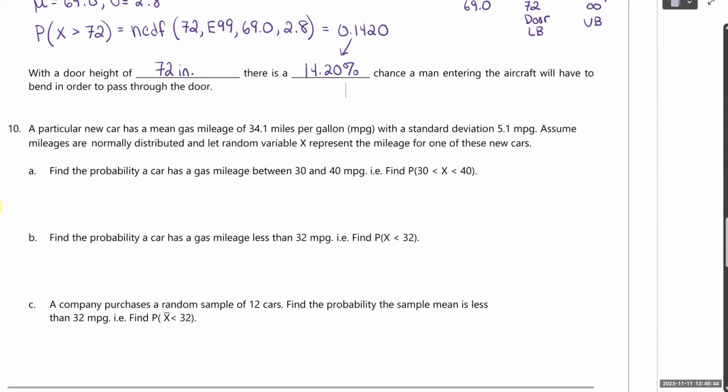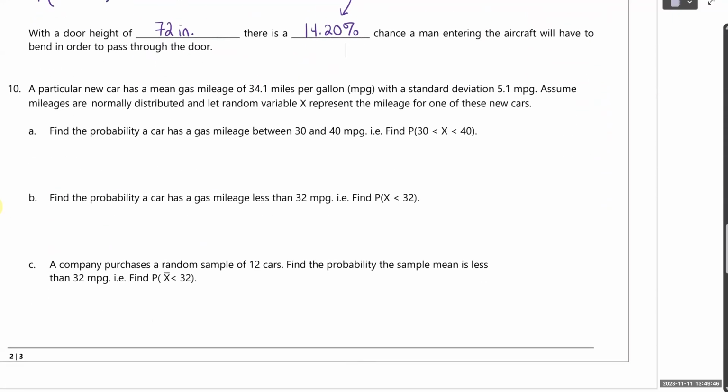All right, let's move on to number 10. A particular new car has a mean gas mileage of 34.1 miles per gallon, a standard deviation of 5.1 miles per gallon. We'll assume mileages are normally distributed, and X will represent the mileage for one of these cars. For A, we're wanting to find the probability that a car has a gas mileage between 30 and 40 miles per gallon.